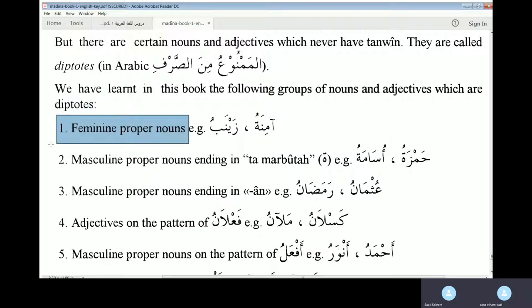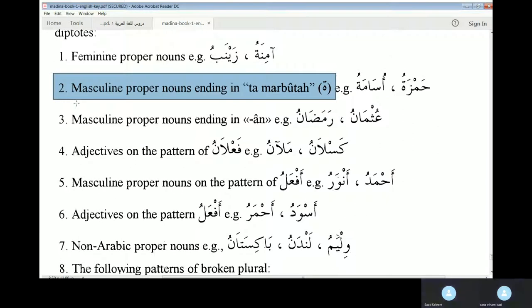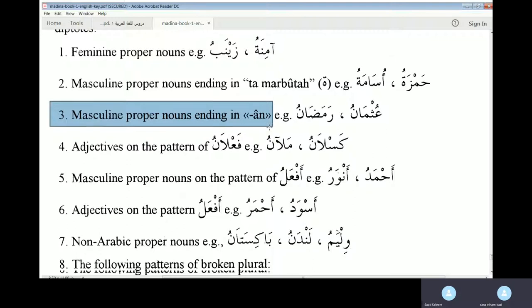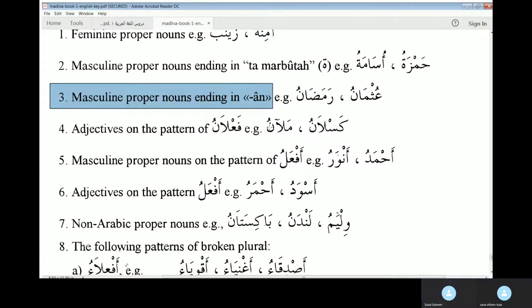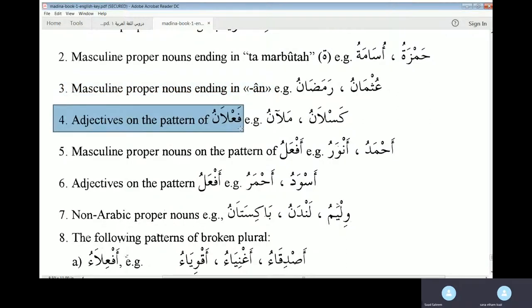Example, Aminatu, Zainabu. Second, masculine proper nouns ending in Tamarbuta, for example, Hamzatu, Usamatu. Third, masculine proper nouns ending in An, for example, Uthmanu, Ramadanu. And fourth is adjectives on the pattern of Fa'lanu, for example, Kaslanu, Malanu.